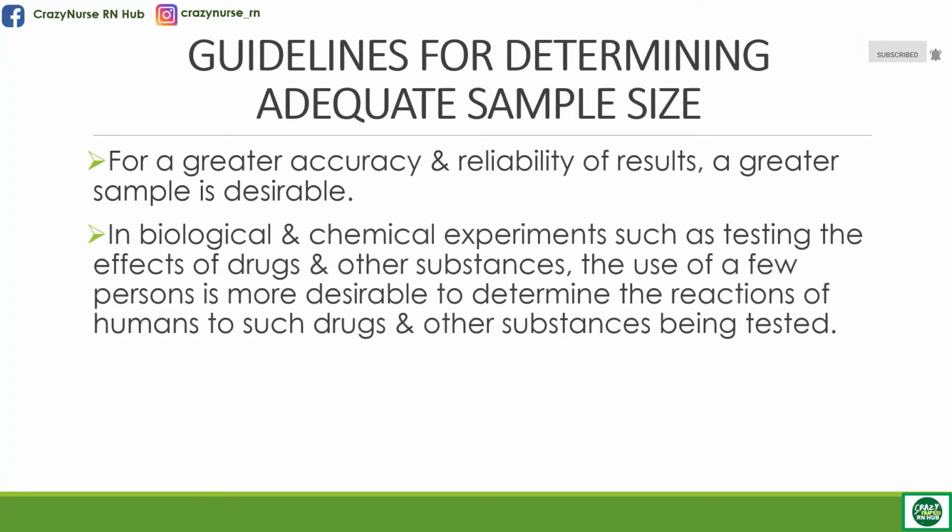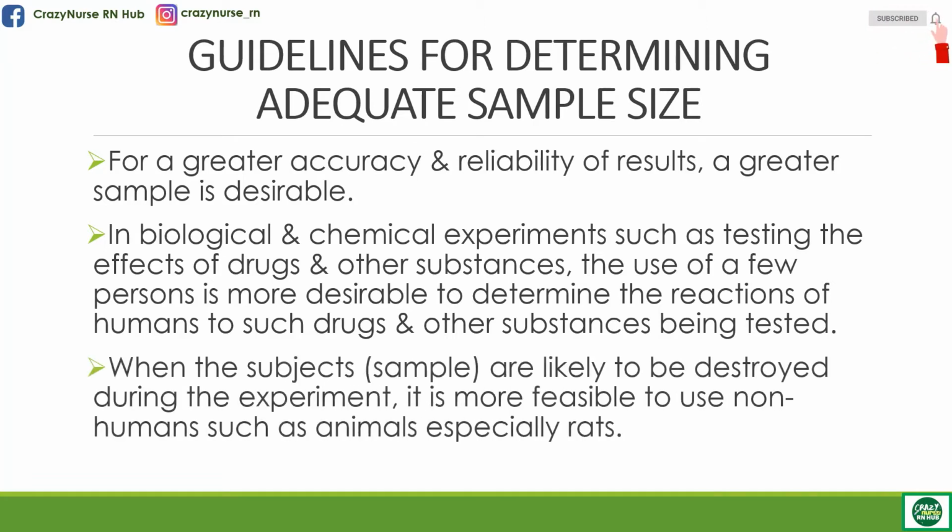In biological and chemical experiments, such as testing the effects of drugs and other substances, the use of fewer persons is more desirable to determine the reactions of humans to such drugs and other substances being tested. When the subject or the sample are likely to be destroyed during the experiment, it is more feasible to use non-humans, such as animals, especially rats.